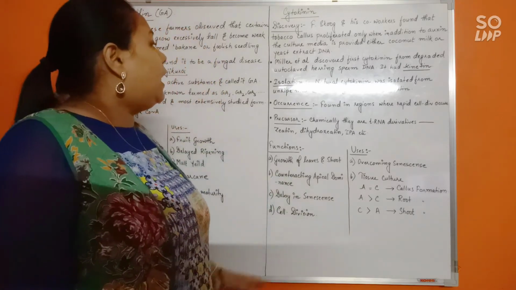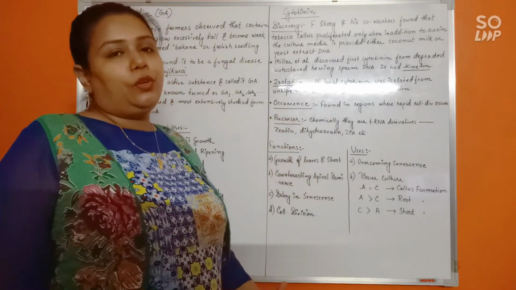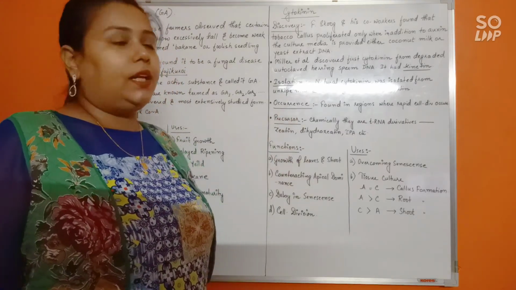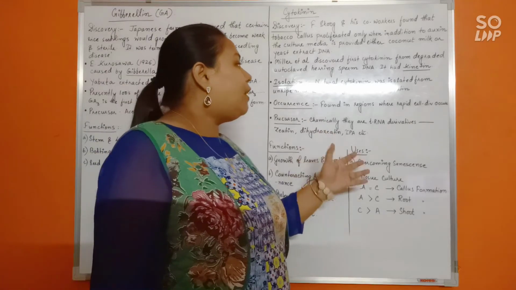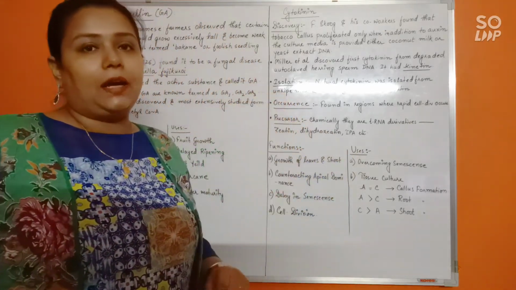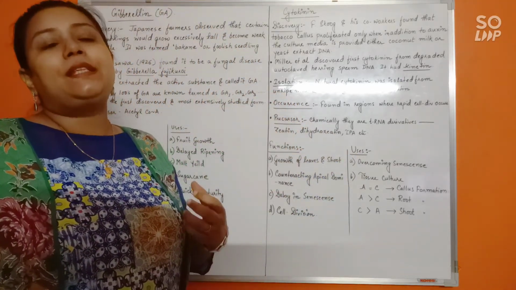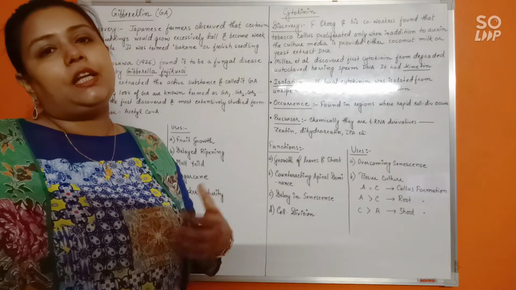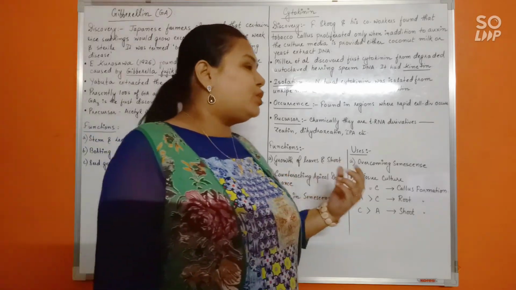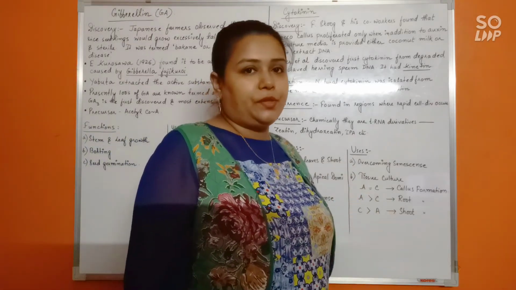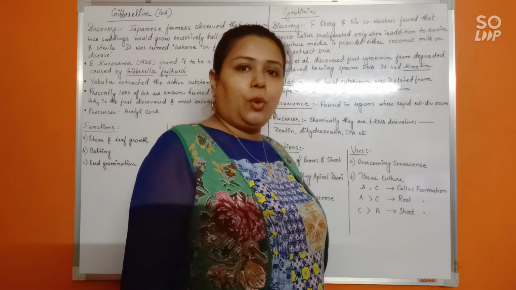Occurrence. Where exactly do we find cytokinin in the plant body? Cytokinin is found in any region of the plant body where cell division is occurring. Where continuous cell division occurs, there auxin and cytokinin both should be present, but in differential quantities.